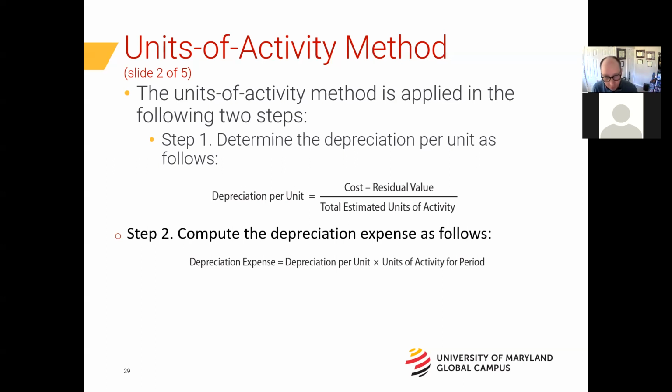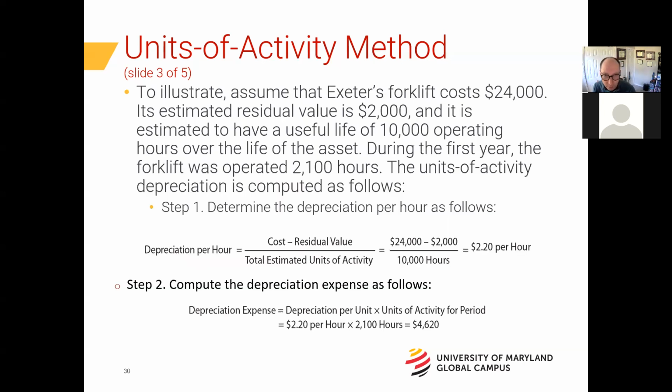Step 2, compute the depreciation expense. So you take your depreciation per unit that we found in step 1, and we multiply that by the units of activity per period. In other words, I'm going to use my forklift for X number of hours in year 1, and then I plan to use it for X number of hours in year 2, X number of hours in year 3, and so on and so on.